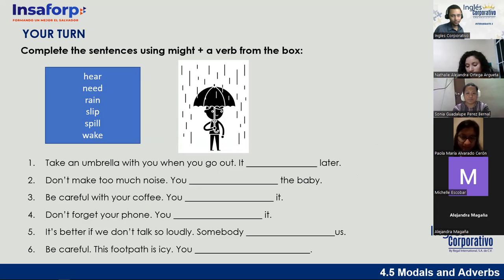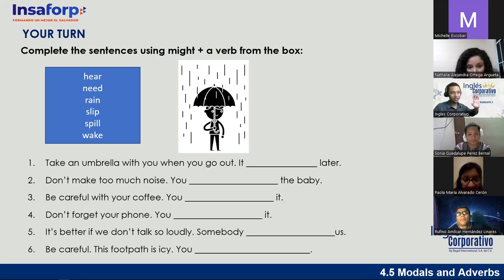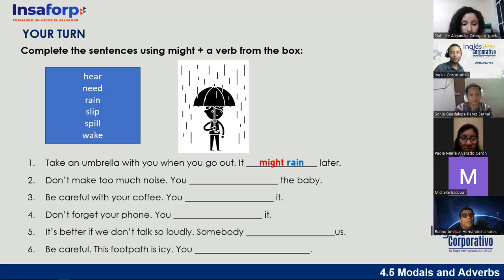So, what about number one? Okay, Michelle, then Natalie. Take an umbrella with you when you go out. It might rain later. It might rain later. Yes, that is correct. Thank you, Michelle. Natalie, do you have the second one?